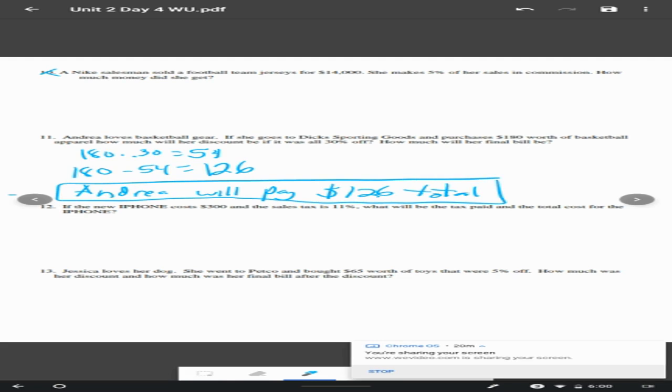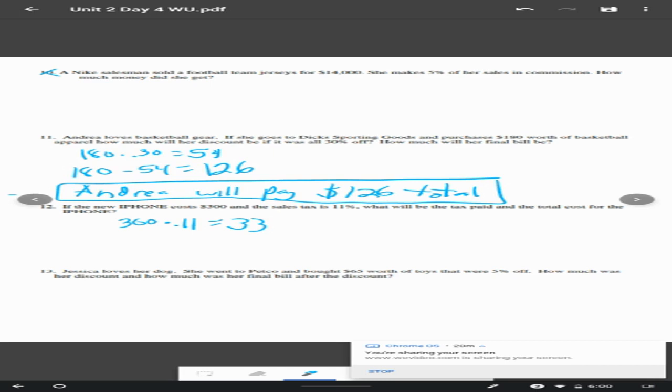The next one is an iPhone one. We wish it cost $300. I feel like those have continued to go up. But when this was made, maybe it was like 10 years ago when they used to cost $300. So the iPhone cost $300. The sales tax is 11%. So we multiply those. 300 times 0.11. So in our calculator, 11% is 0.11 if you move the decimal place 2 to the left. And we get $33. So that's how much my tax is going to be.